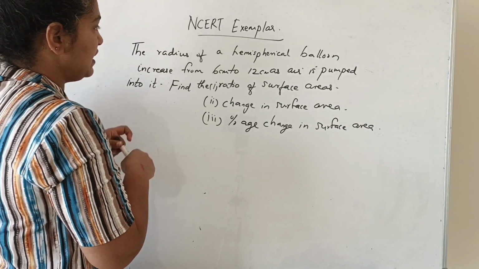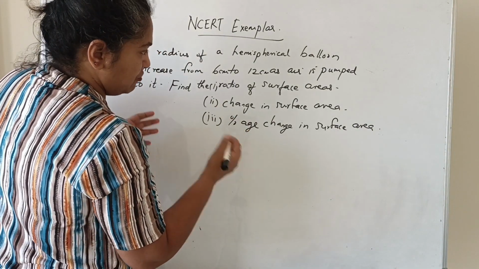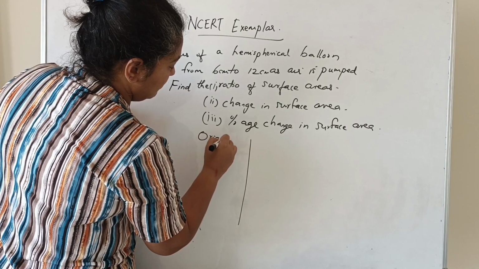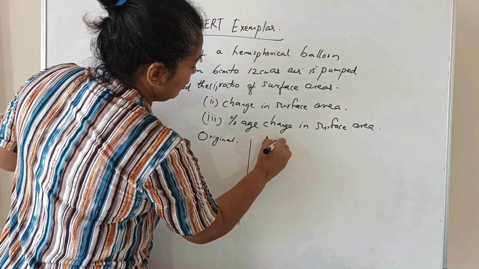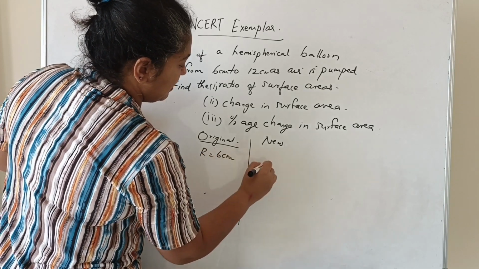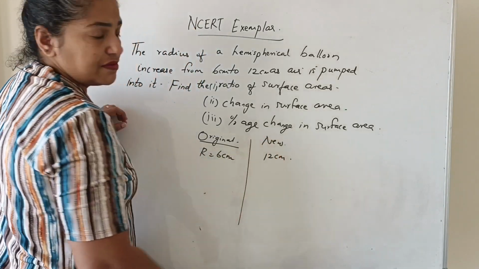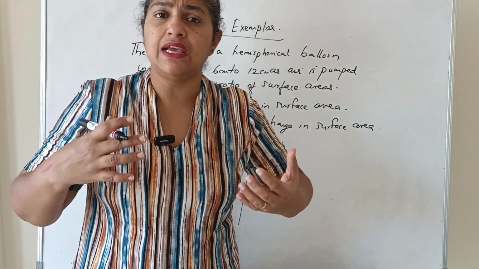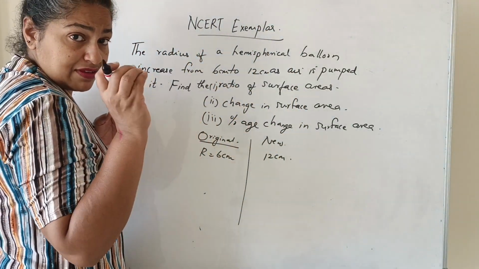The radius of a hemispherical balloon increases from 6 centimeters to 12 centimeters. So I have the balloon. This is my original. This is a new one. My first radius is 6 centimeters. My second radius is 12 centimeters, which means the balloon has gotten bigger. So the surface area automatically has to increase. Let us see whether it is the same case here.